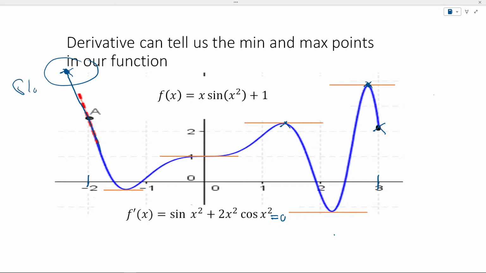So this is a global maximum. This would be just a local maximum. That would be another local maximum. And here that would be a local minimum. That's a local minimum, but that's also the global minimum. Yes, this local minimum is the global minimum because this is the smallest point in my function.